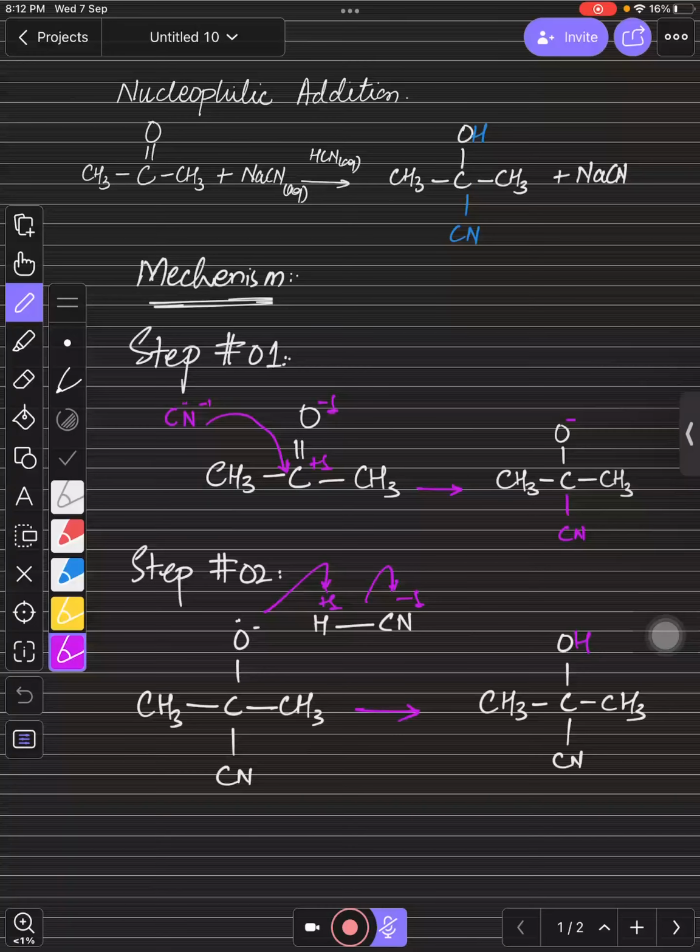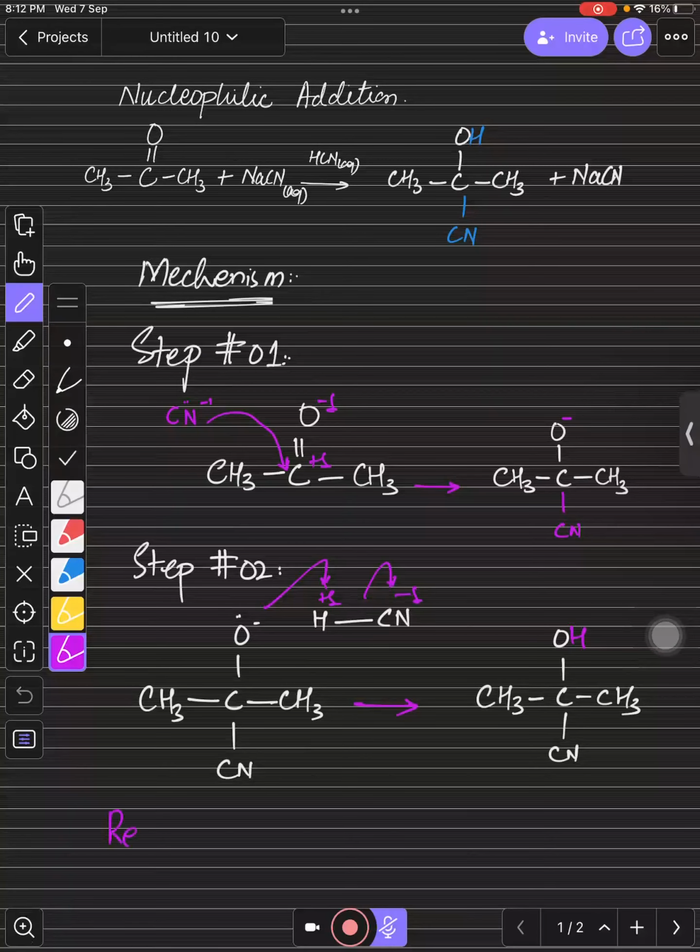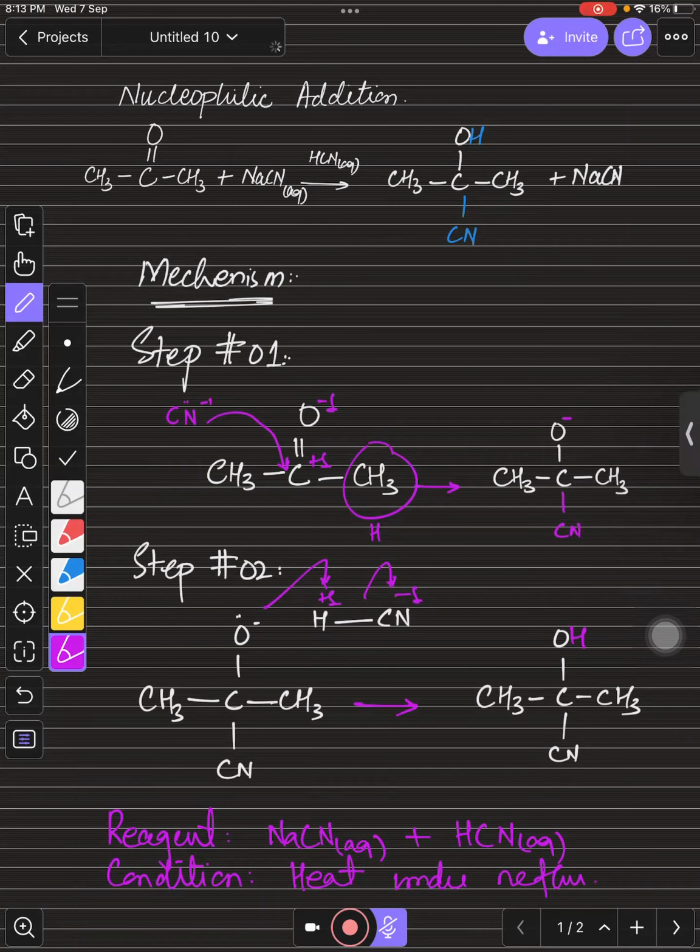In this, you need to remember, bacho, that the reagent is what? The reagent is aqueous NaCN plus aqueous HCN. You need to use both of them together, right? And you need to do what? The condition is heat under reflux. This can be used for any carbonyl compound, right? You can use this for aldehydes. You can use this for ketones as well. If you want to do it for aldehydes, you can just replace this CH3 with H, and the rest of the mechanism will be the same, right, bacho? Is that clear or not?